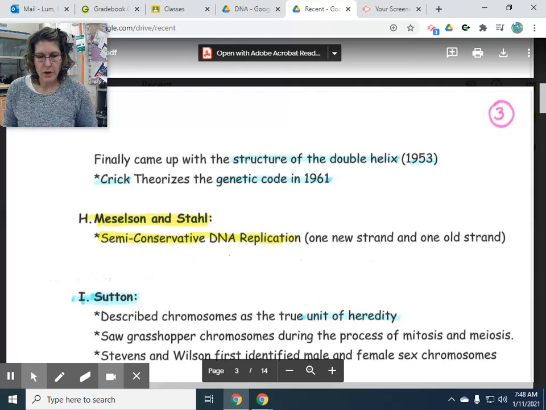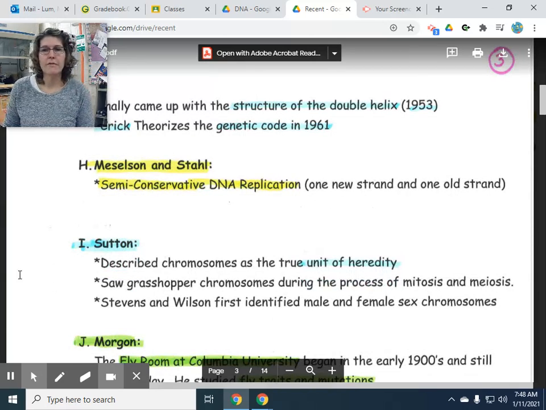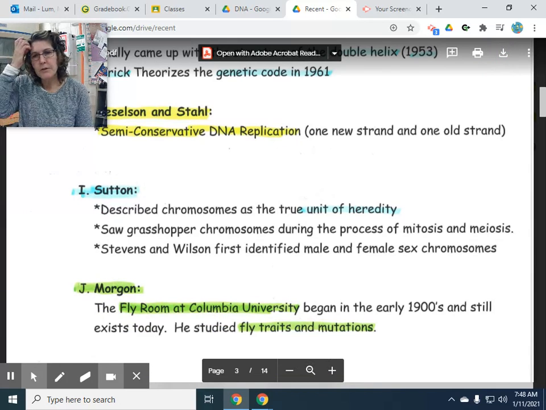And that's what Meselson and Stahl were looking at within their particular diagram. And you guys will see that when we get to the DNA replication one. Sutton, you'll hear a little bit more of as we work our way into chromosomes. Same thing with Morgan. He basically describes chromosomes as this true unit of heredity. So chromosomes, which are made up of our DNA, are what's getting passed along from one generation to the next. So he looks at grasshopper chromosomes during the process of mitosis and meiosis and sees how things get passed through. And then other scientists, Stevens and Wilson, first identified male and female sex chromosomes.